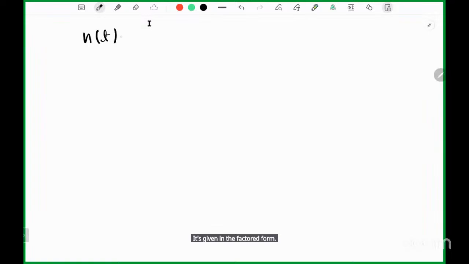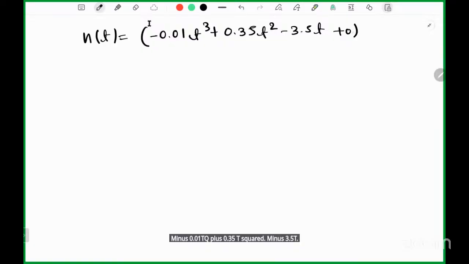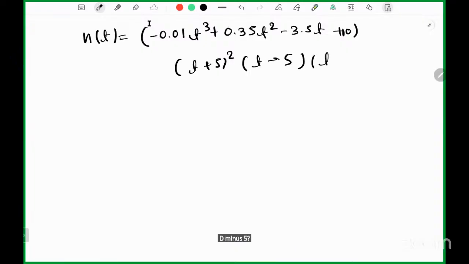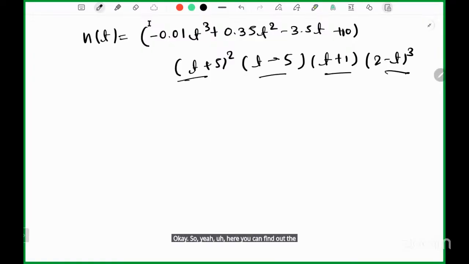h of t is equal to minus 0.01 t cube plus 0.35 t square minus 3.5 t plus 10. Then we have t plus 5 the whole square, t minus 5, then t plus 1, and then 2 minus t cube. Here you can find out the turning points. So this is a cubic polynomial, so obviously it could have one real root.